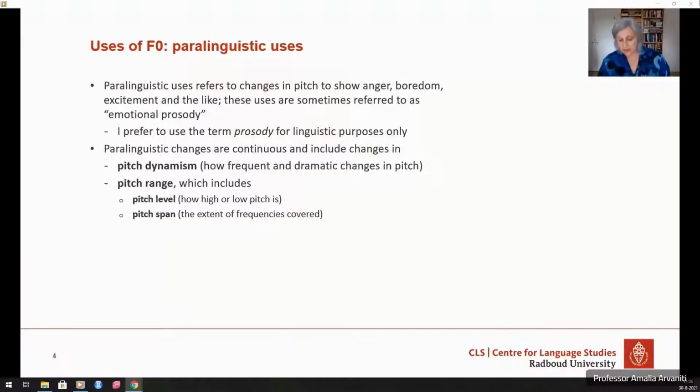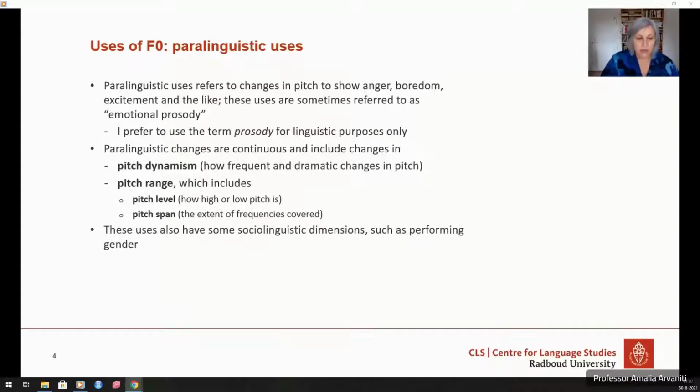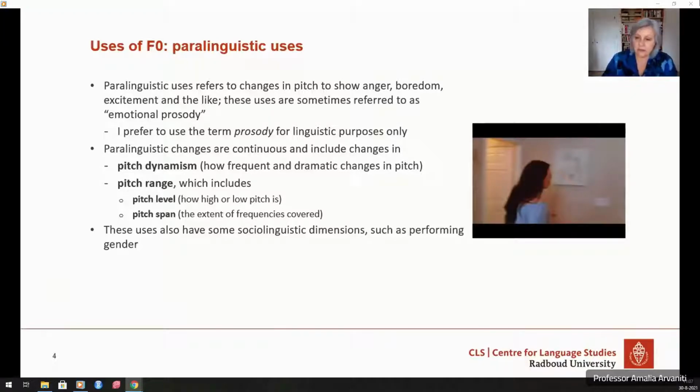Thus, two speakers may have the same pitch span of, say, 200 hertz, but one may have a high level, so they may have frequencies that extend from 200 to 400 hertz, whereas the other uses a low level of, say, 75 to 275 hertz. Note that these changes may also have social linguistic dimensions, such as performing gender. And we can see this in the video clip here, which is from Say Yes to the Dress.